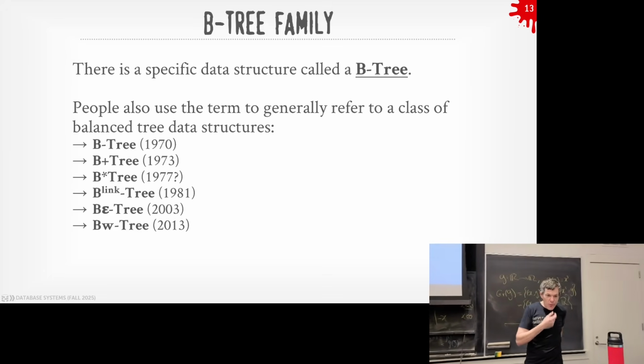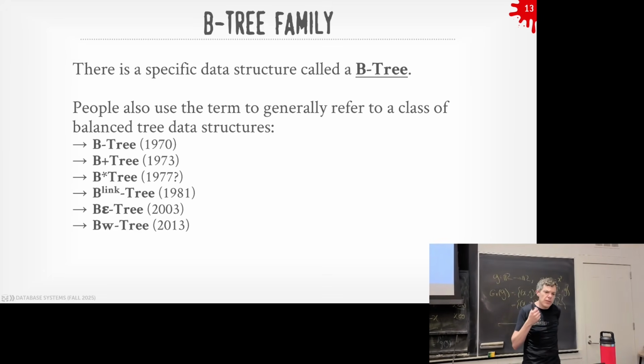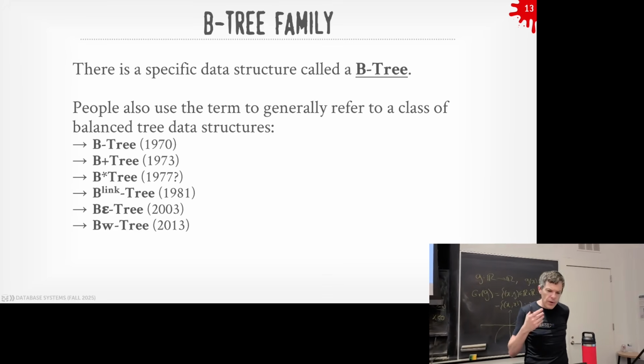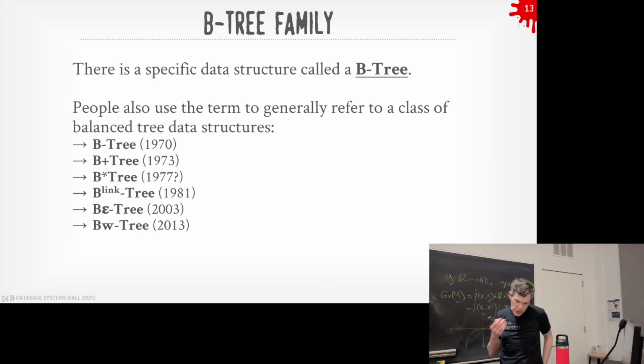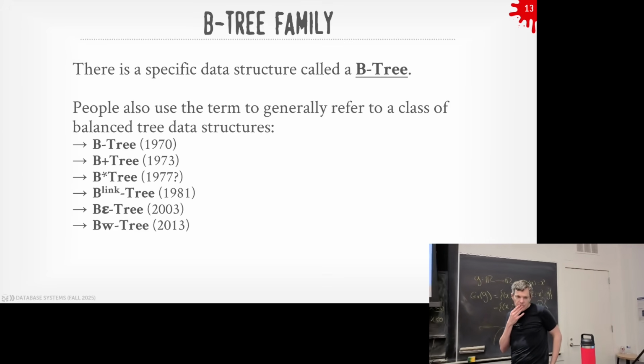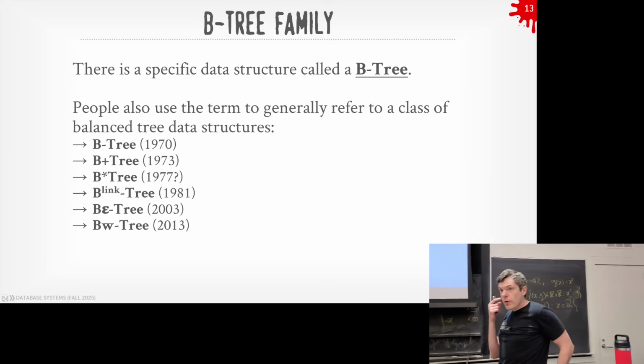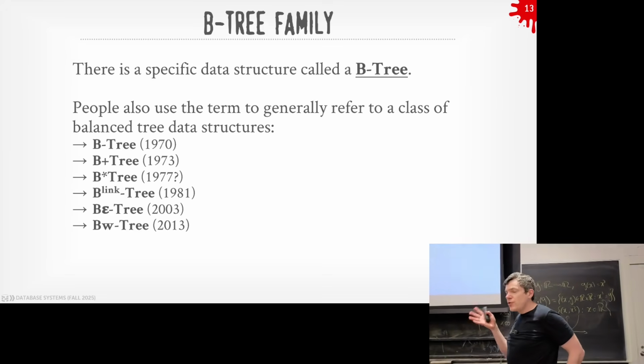Okay, but generally, this sort of category of data structures refers to what are called balanced trees. All right. The original B-tree paper is roughly attributed around 1970.